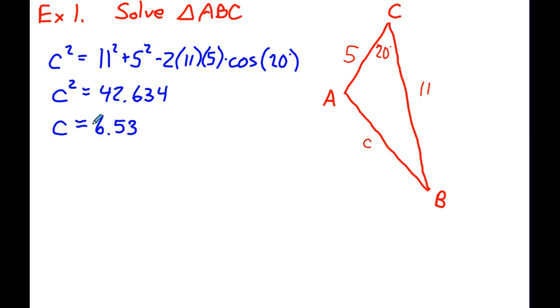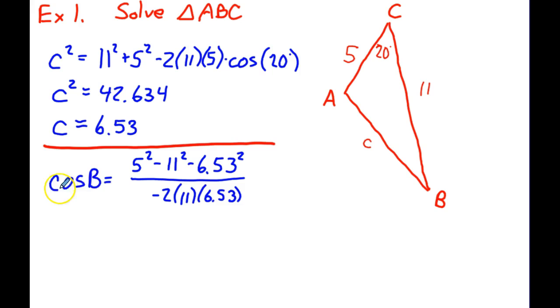Now that we know what all three side lengths are, we need to solve for the two missing angles. It doesn't matter if we choose to solve for A or B. Once we have the other one, we just have to take 180 minus those other two angles to find the missing one. So suppose we want to find the measure of angle B first. We can use the law of cosines to get angle B isolated by itself. So we get the cosine of B equal to 5 squared minus 11 squared minus 6.53 squared, all divided by negative 2 times 11 times 6.53.